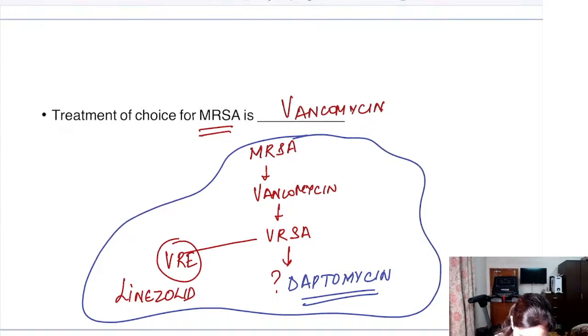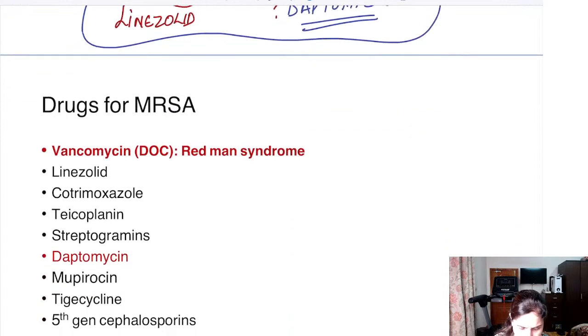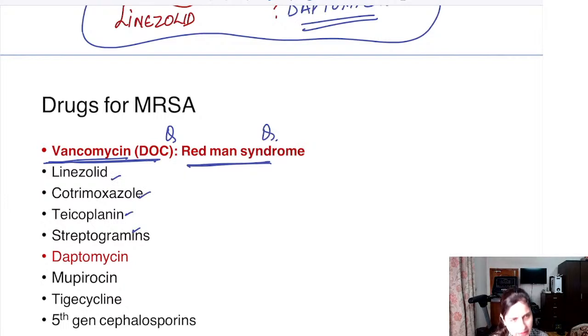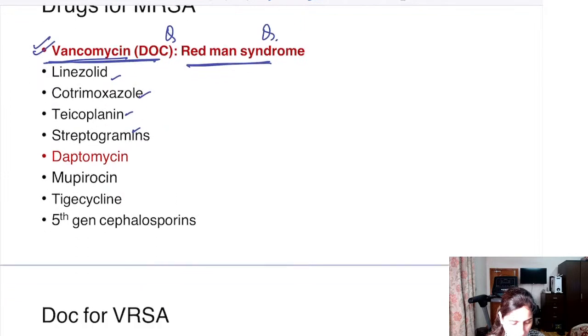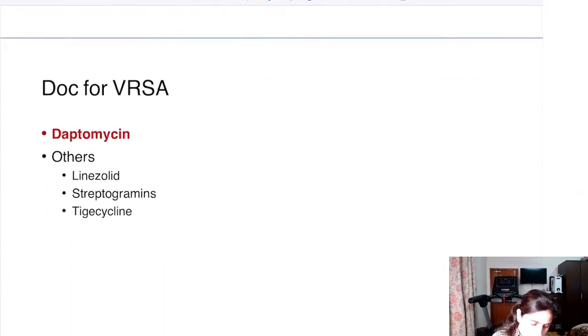This is quite often. These are the drugs which are actually used for MRSA. As I said, drug of choice is vancomycin, which can cause red man syndrome. ठीक है? So this has been asked before. Yes, daptomycin. Other drugs are linezolid. You don't have to remember the other drugs. Mostly it is the drug of choice which is asked. ठीक है? Then VRSA के लिए drug of choice, always remember, is your daptomycin, right?